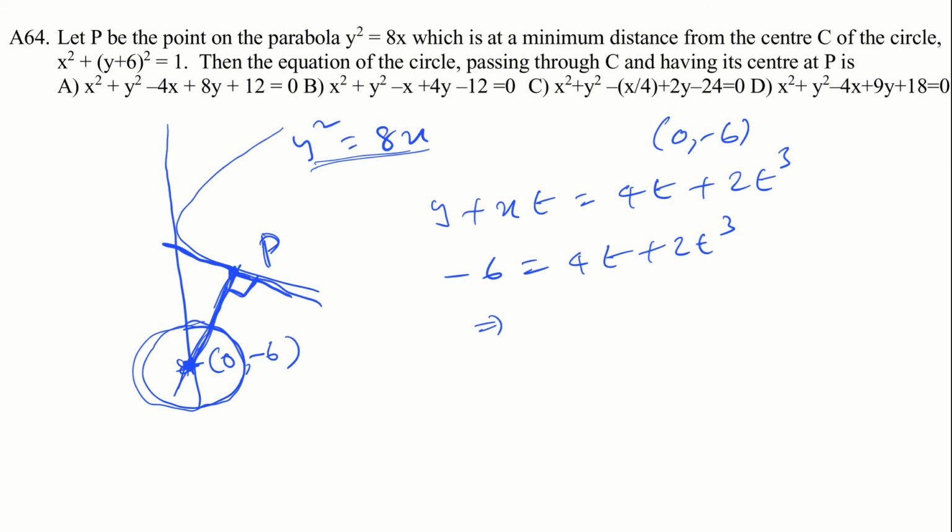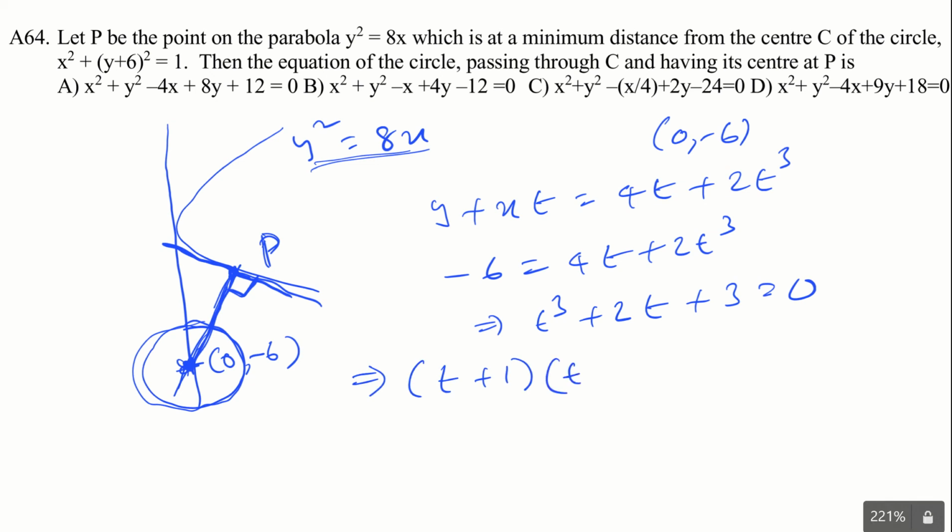From this, cancelling a 2 throughout, I'm getting t³ + 2t + 3 = 0. Now you can see that t = −1 is a solution. So it is (t + 1) into (t² − t + 3) = 0. Now you can see that this has no real roots because the discriminant is less than 0, b² − 4ac. Therefore the only value of t I am getting is t = −1.